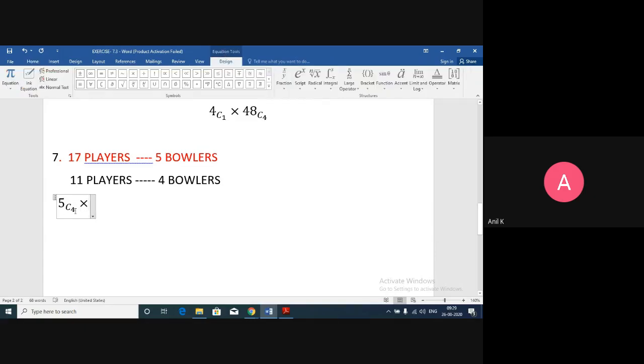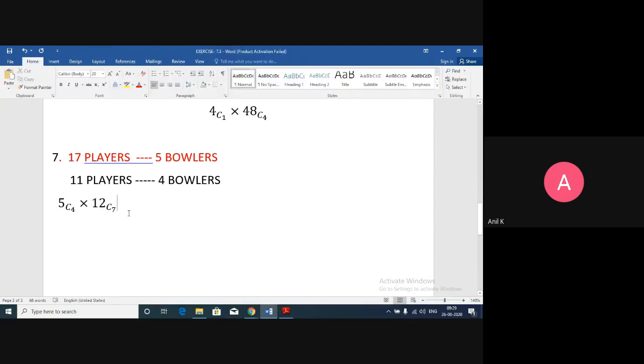Now out of 11 players, I already selected 4. In 5C4, the 4 represents the selected persons. Out of 11 players, 4 already selected. How many more do I want? 7 more I want. That selection has to be done. And here, how many are left? Out of 17, if I remove the 5 bowlers, 12 more are left. Out of 12, I have to select 7.